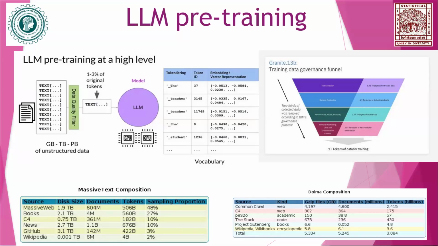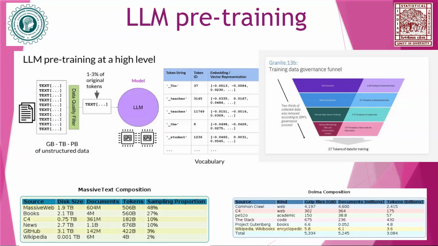So what to note from this slide is the massive amounts of text that is used in the pre-training. If you take a look at this data quality filter here on the left, it says that after filtering, only 1 to 3% of the original tokens are useful for training. You might have heard that these people scrape the internet to collect large bodies of text. So where would you get the most text? Of course, from the internet.